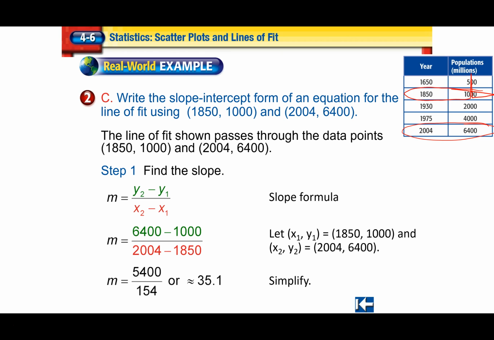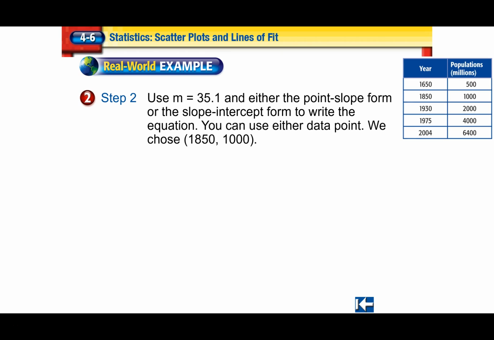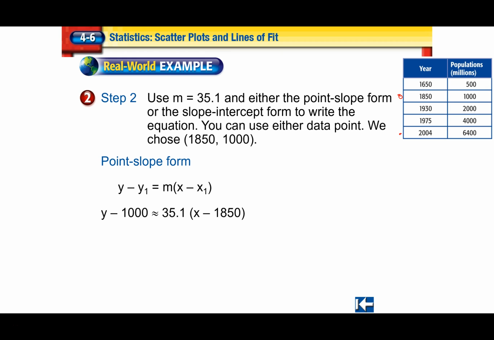And we'll simplify that out. So approximately 35.1. So using that slope and then using whichever of the 2 points, which was this one and this one, whichever of those points we can use on the data to choose. And they chose 850. So putting it into point slope form, take the points, put them in. So they put this one here, and 35.1 went here.